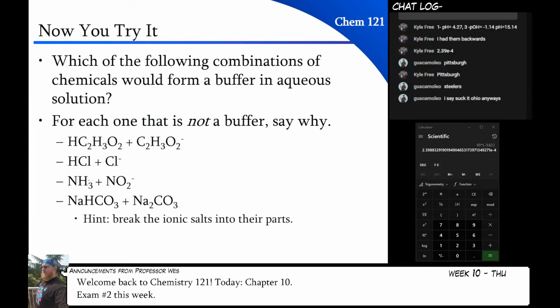So, all right. For each of these combinations, what I want you to do is tell me, is it a buffer or is it not a buffer? So, look at pair number 1. Could I mix those two things together to make a buffer? Remember, a buffer needs to be a weak acid and its conjugate weak base. So, I'm going to number these for you, 1 through 4. And tell me which ones you can make into a buffer and which ones would not form a buffer.